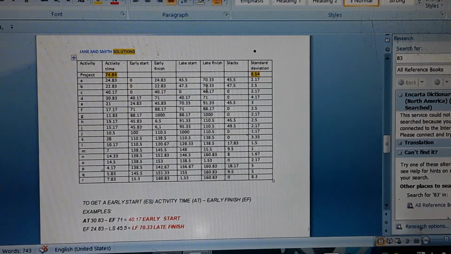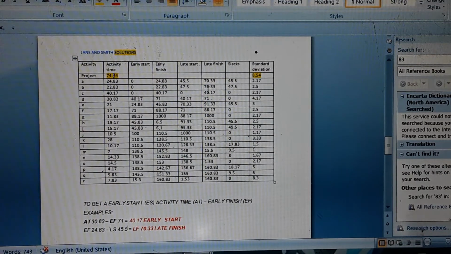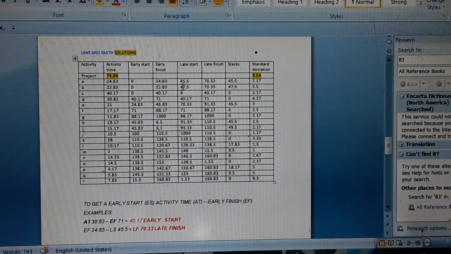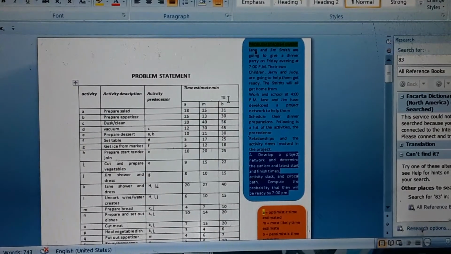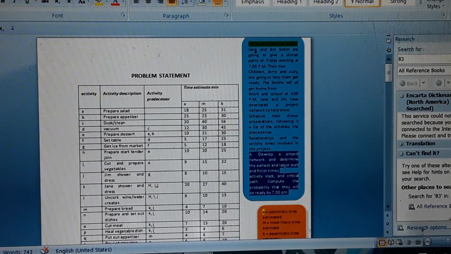And for early finish, late start and late finish, the early finish of 24.83 is added to the late start of 45.5 to get the 43.33 of late finish, and so on. And then we can go back to the second question. Develop a project network, determining the earliest and latest start and finish of activities, slack, and critical path. Compute the probability that they will be ready by 7 p.m.